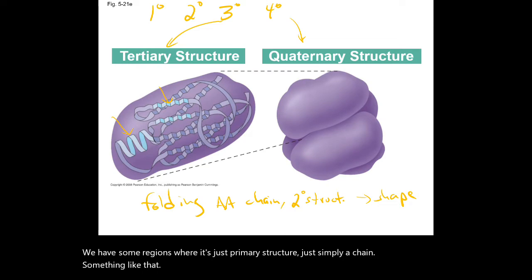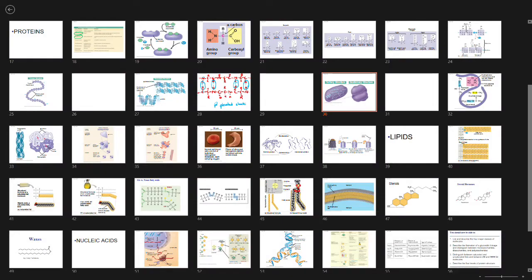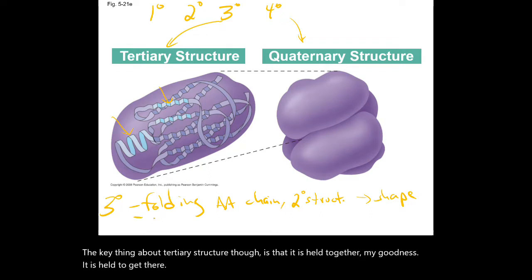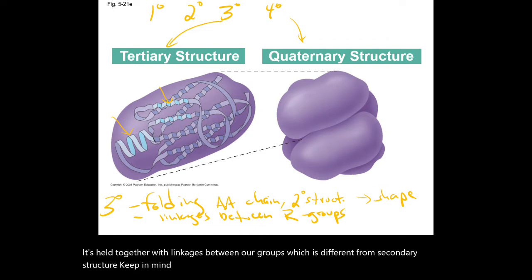All right. The key thing about tertiary structure, though, is that it is held together with linkages between R groups. It's held together with linkages between R groups, which is different from secondary structure. Keep in mind, secondary structure was just hydrogen bonds between those atoms of the backbone. Okay, now these R groups that stick out, they're going to link together with a bunch of different types of linkages and then form that tertiary structure.